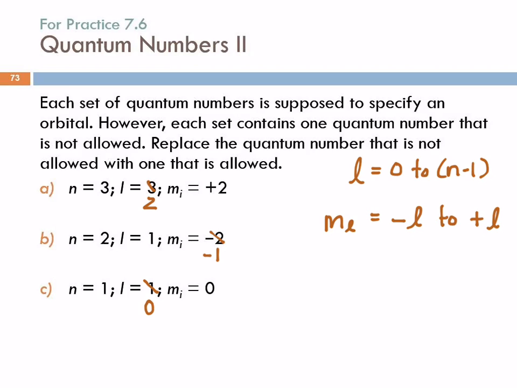Yes? So on the first one, why can't L be 3 again? On the first one, why can't L be 3? Because the value of L goes from 0 up to whatever n is minus 1. So for n equals 1, there's one value of L. For n equals 2, there's 2 values of L. For n equals 3, there's 3 values for L.